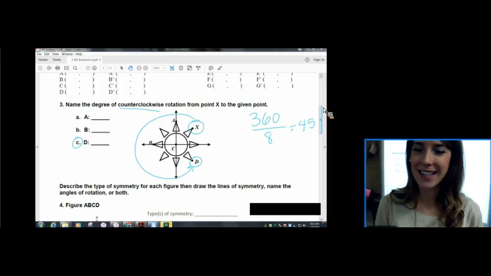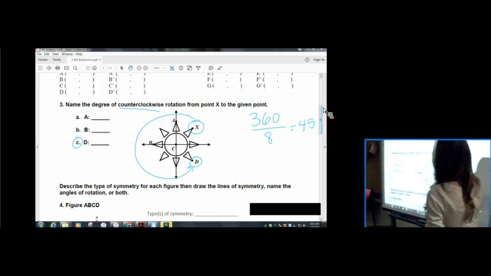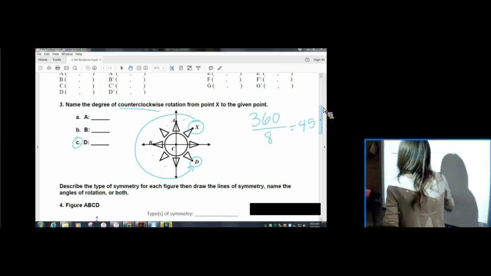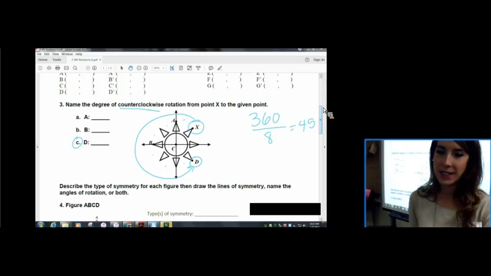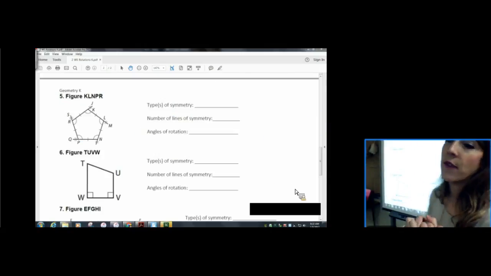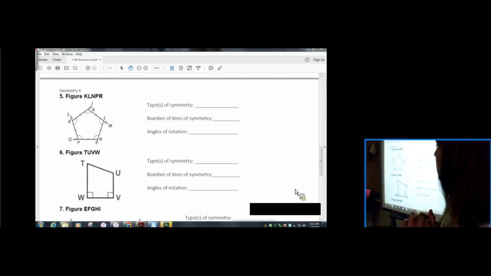Oh, you did clockwise. Okay, no problem. So we do 1, 2, 3, 4, 5, 6. 45 times 6. Number 5, first of all, it says, what types of symmetry does this figure have?